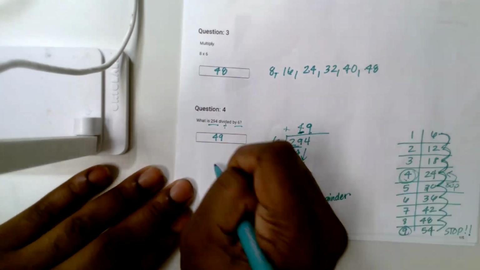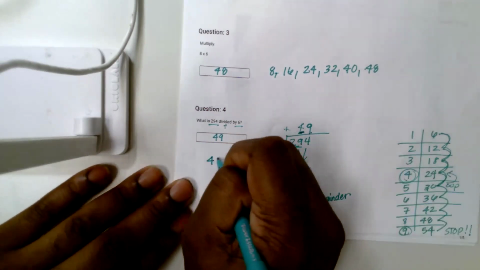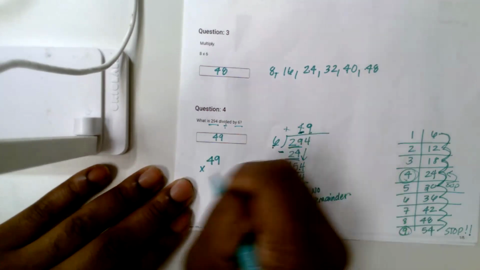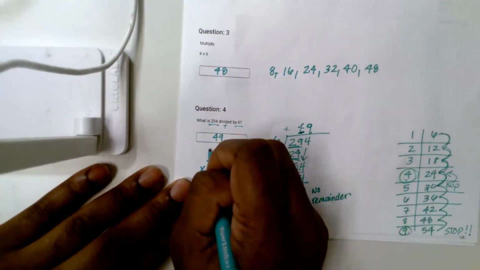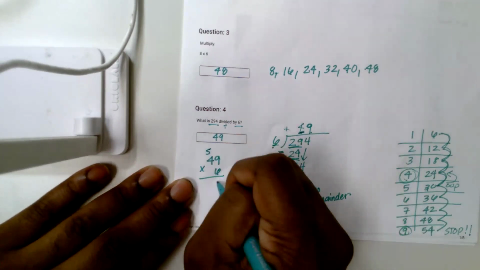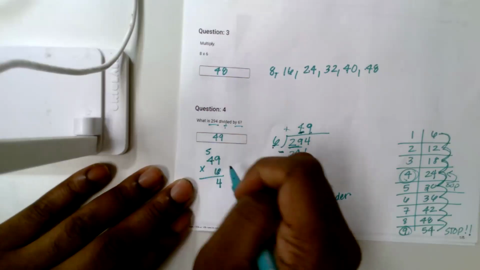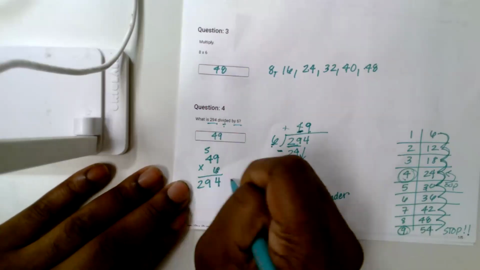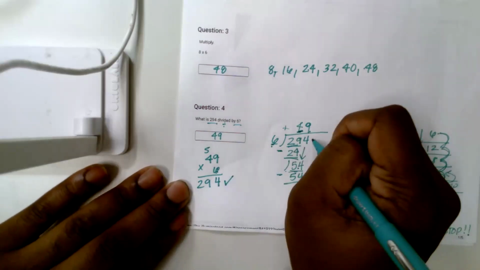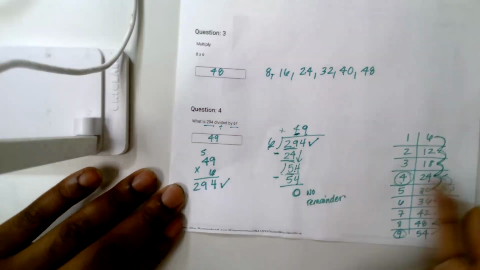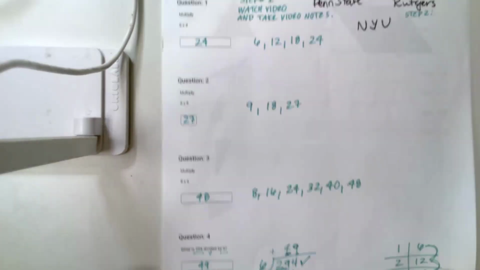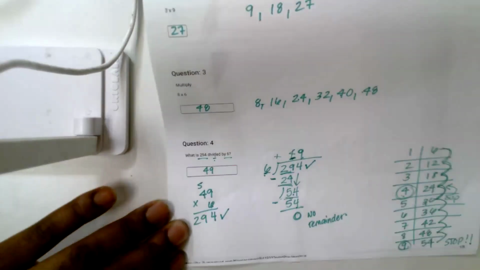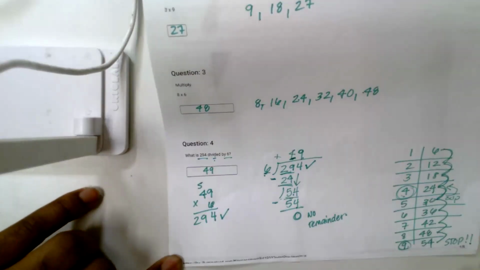I can check my work by multiplying my quotient by my divisor. 9 times 6 is 54. Carry this 5, bring down the 4. 6 times 4 is 24, plus 5 is 29. My product is the same as my dividend, so I know this is correct. Go ahead and pause if you need to. Then I'll move on.